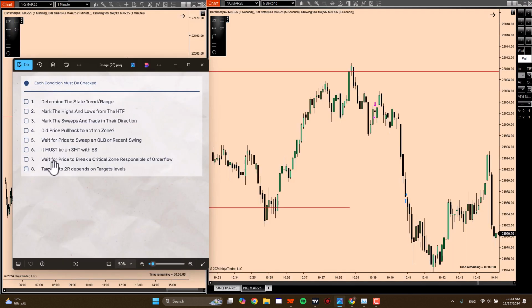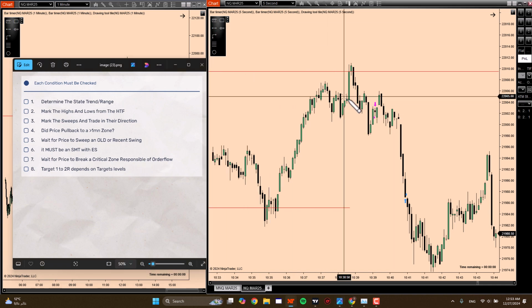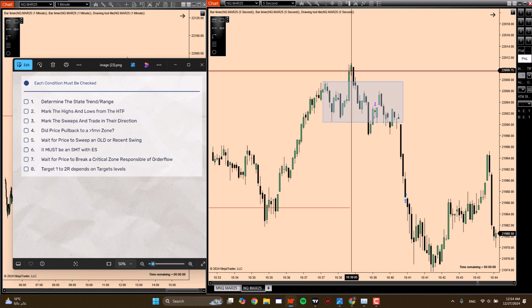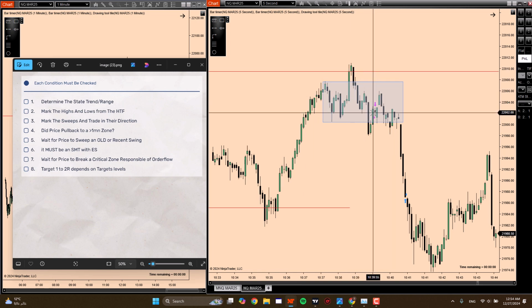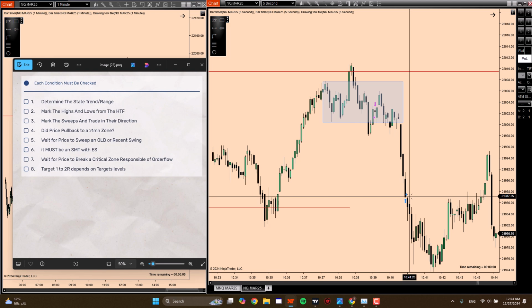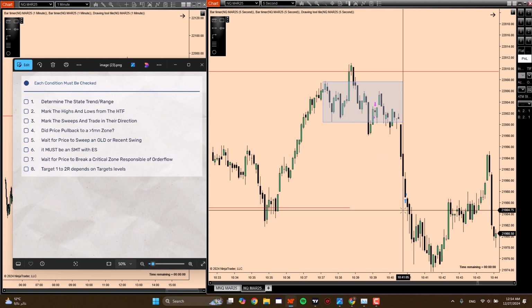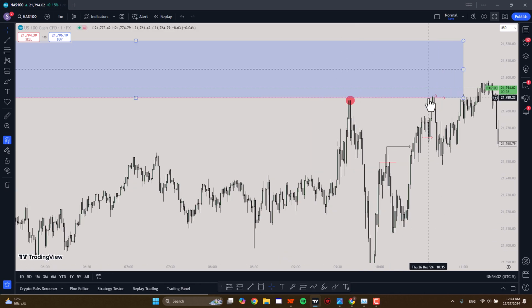And then the last thing, wait for price to break a critical zone, if possible for order flow. It would be this one right here. The zone that was responsible for order flow, it was this one right here, and when price broke it, it was time to go lower. And this was the trade of today.